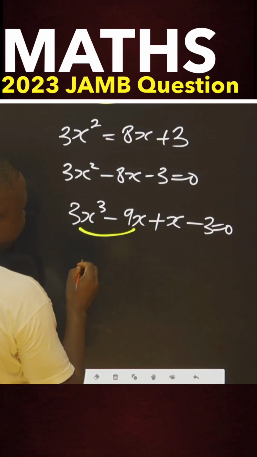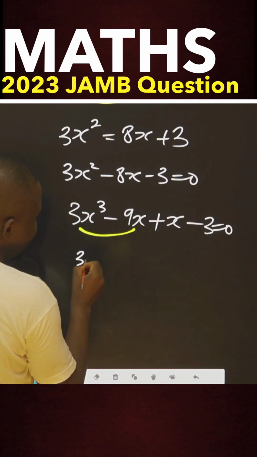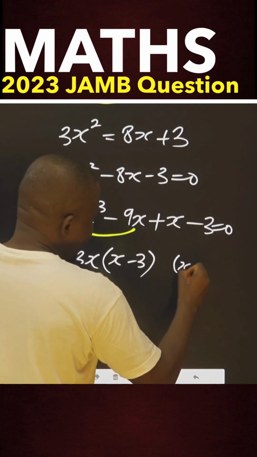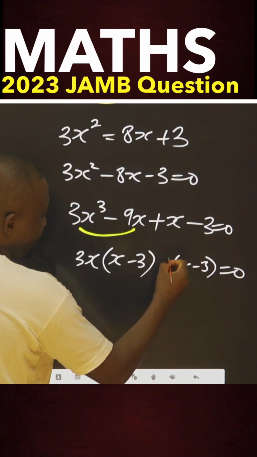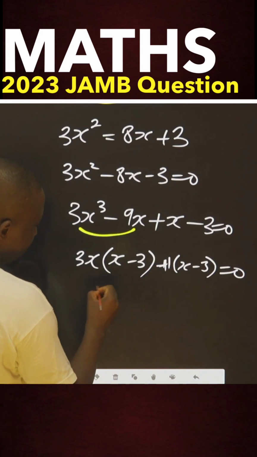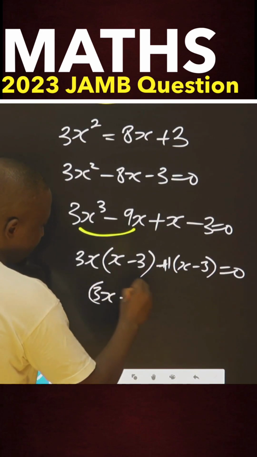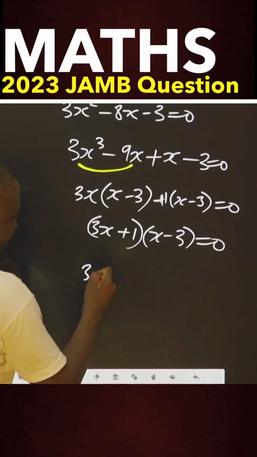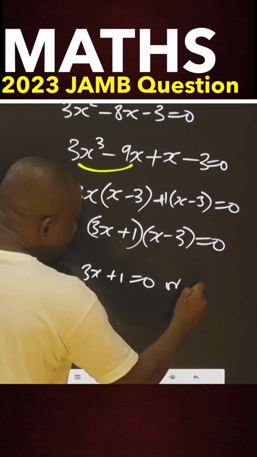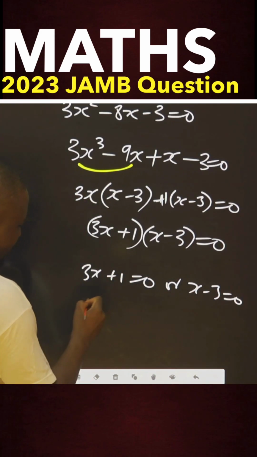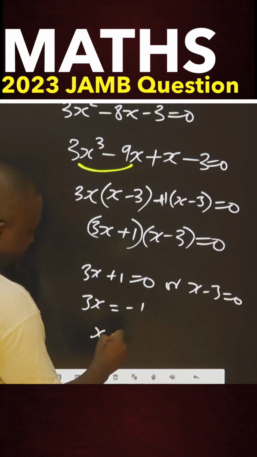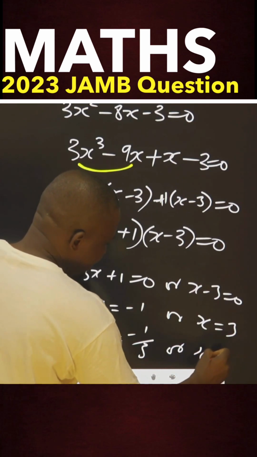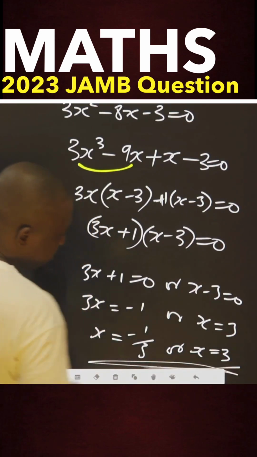Now, we want to work on this. What is common here is 3x. x is remaining. 3x, then we put 1 here. That is 3x(x + 1) - 3 equal to 0. It means therefore here is 3x + 1 equals to 0, or x - 3 equals to 0. Therefore 3x equals to minus 1, x equals to minus 1 over 3, or x equals to 3. So this is the answer.